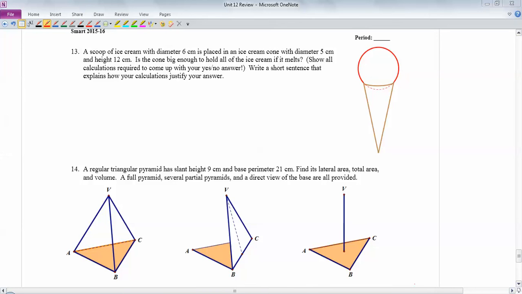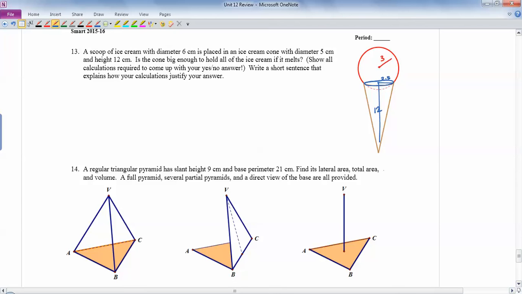Okay, so let's look at the last couple problems from our Unit 12 review. We got a scoop of ice cream, diameter 6 centimeters, which means the radius is 3 centimeters. Place in an ice cream cone with diameter 5 centimeters. So here's the circle on top. The diameter is 5 centimeters, so the radius is 2.5 centimeters. And the height is 12 centimeters. So the question is, is the cone big enough to hold all of the ice cream if it melts?